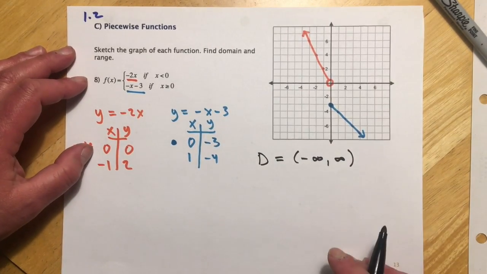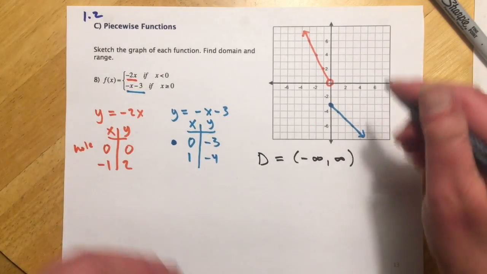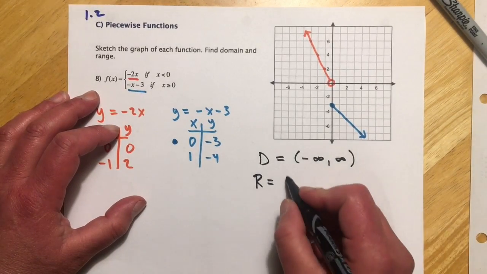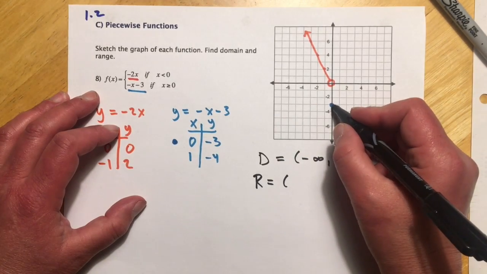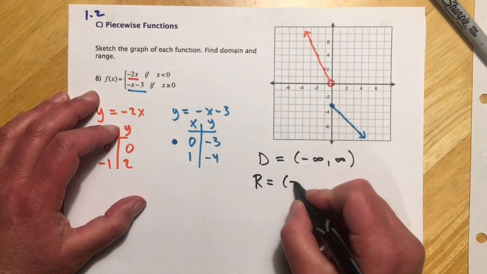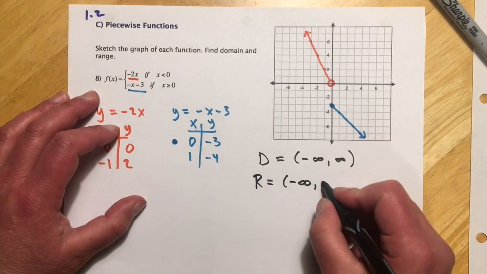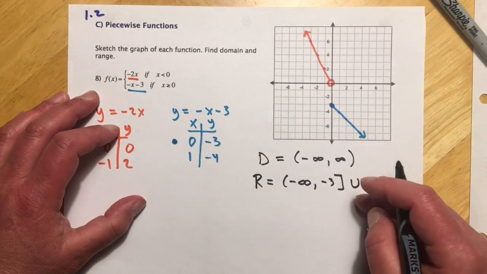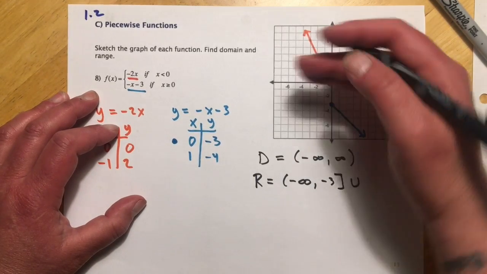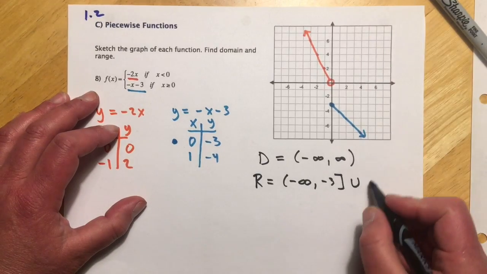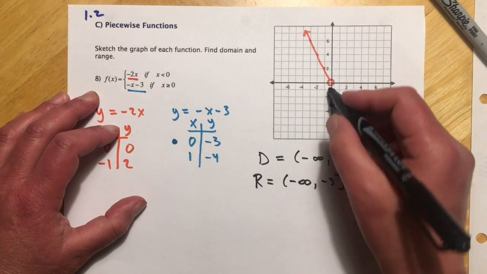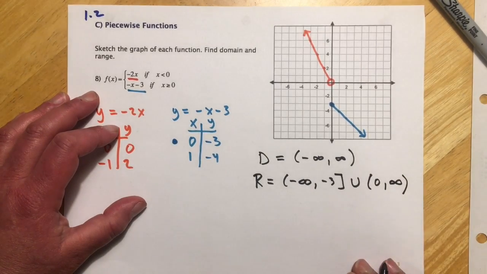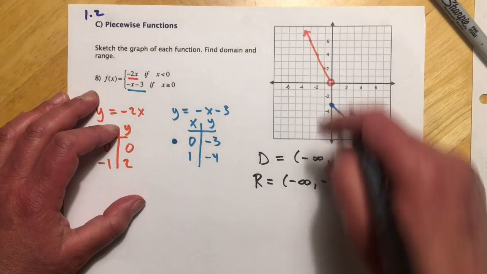The range on these is tough. And so you have to think low to high. And so it's going to go from negative infinity. It's going to come up, and it's going to come up and be at negative 3. So we have a solid point there, so we have to include that one. And then there's this gap, and so we skip that with a union, and it picks back up at 0 and goes to infinity. And that one has to be a parenthesis because that one's a hole. These are really hard to see.